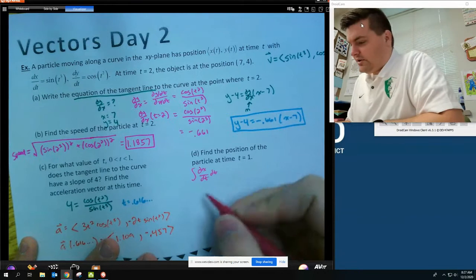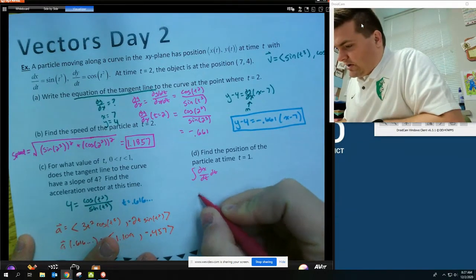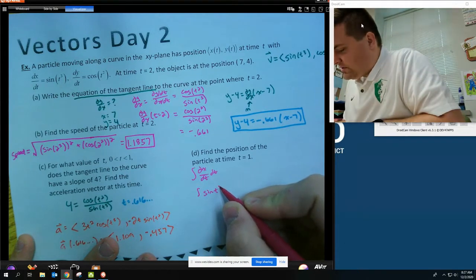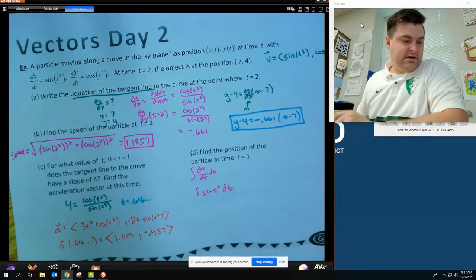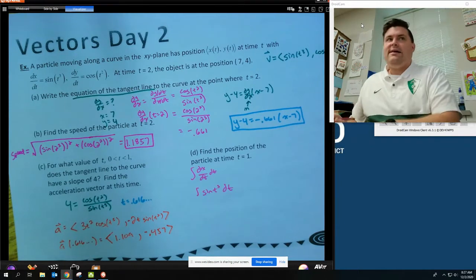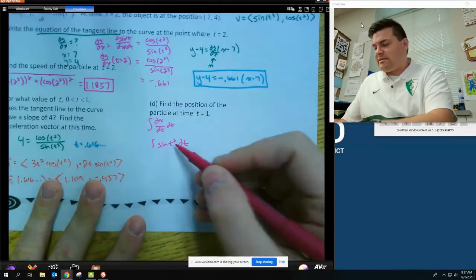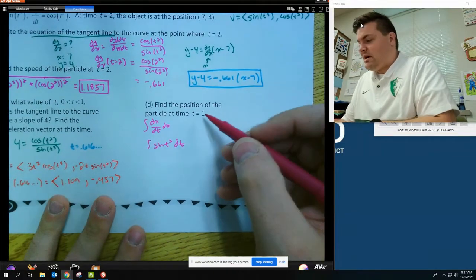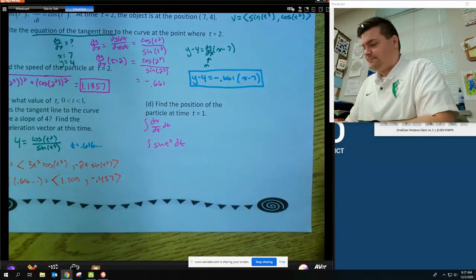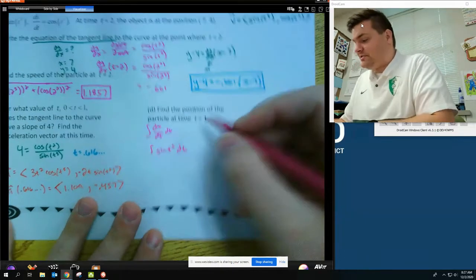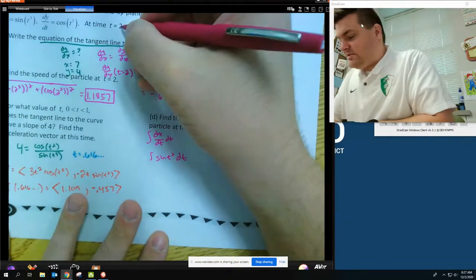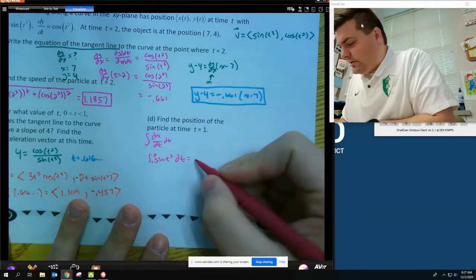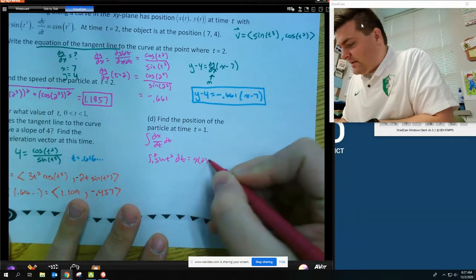Which is going to turn into integrating sine of t cubed dt. Now, I really can't integrate this because we don't have the skill set. But what's really nice is I can use the fundamental theorem of calculus. I'm given 1 and 2 for time, so I'm going to integrate from 1 to 2, and this is going to equal x of 2 minus x of 1.